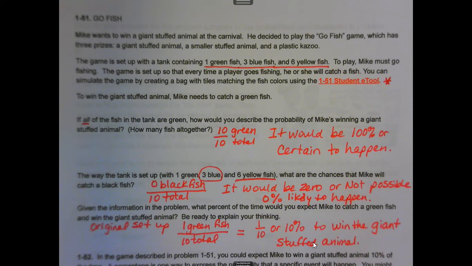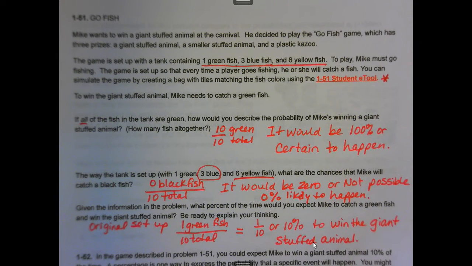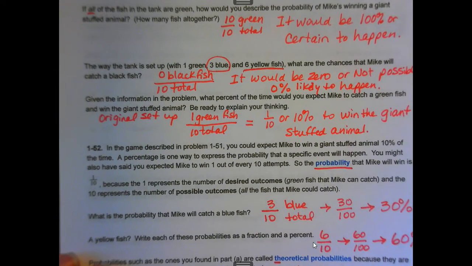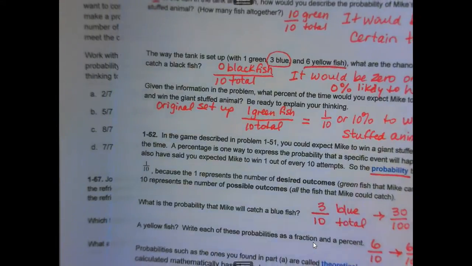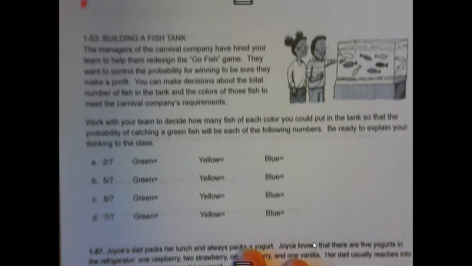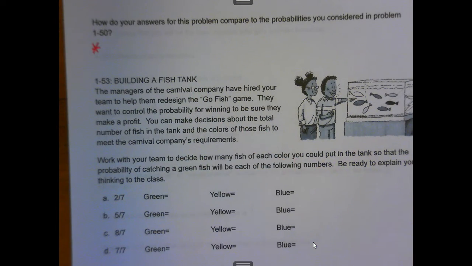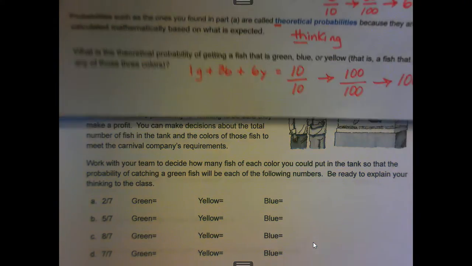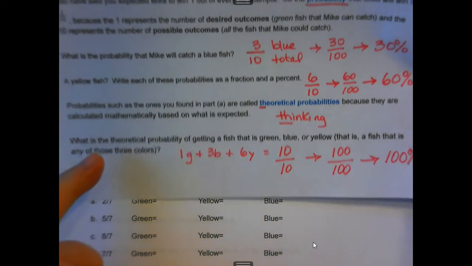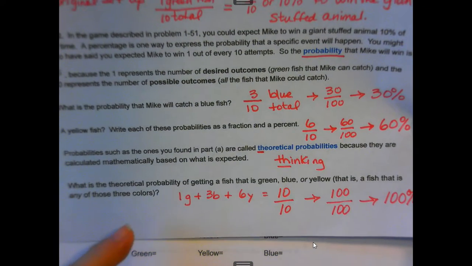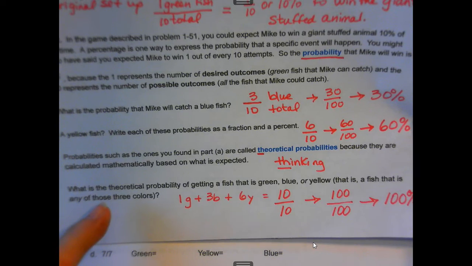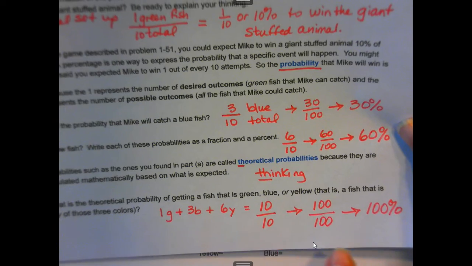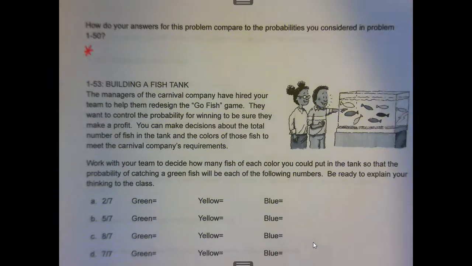We went through problem 1-52 on our previous video where we were looking at lesson 121. I'm going to go ahead and move on to the next page, which is asking us how our answers for the problem that we did over here, this last problem, what is the theoretical probability of getting a fish that is green, blue, or yellow? Well, if I take a look at this, it is 10 out of 10, 100 out of 100, or 100%.